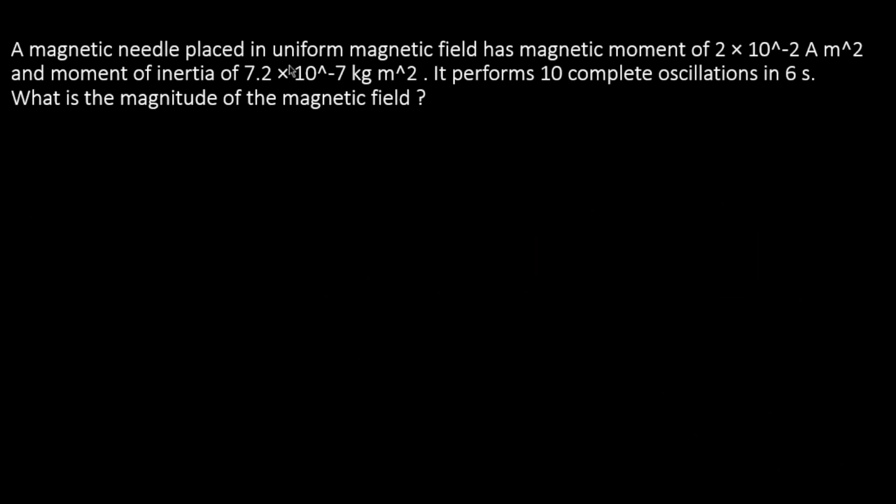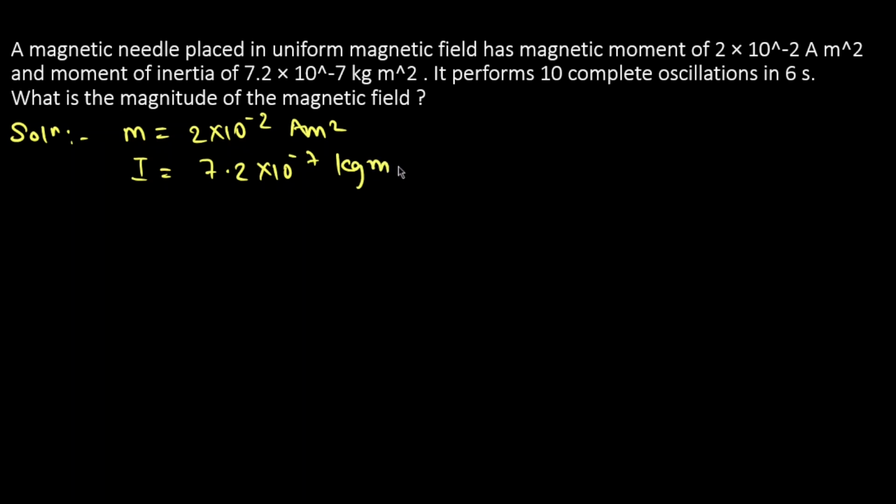A magnetic needle placed in a uniform magnetic field has magnetic moment 2 into 10 raised to minus 2 ampere meter square and moment of inertia 7.2 into 10 raised to minus 7 kg meter square. It performs 10 oscillations in 6 seconds. What is the magnitude of the magnetic field? So solution, we have been given small m, that is magnetic moment, 2 into 10 raised to minus 2 ampere meter square, and moment of inertia to be 7.2 into 10 raised to minus 7 kg meter square.